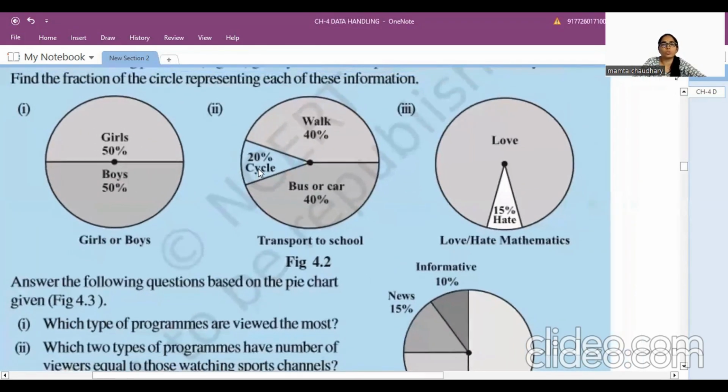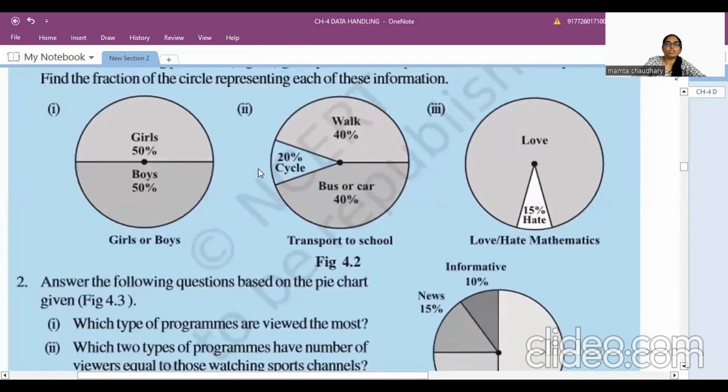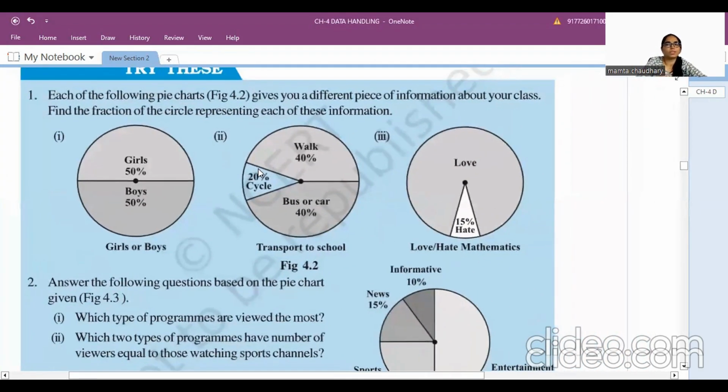Now this question is saying, each of the following pie charts gives you a different piece of information about your class. Find the fraction of the circle that represents each of these pieces of information. You need to find the fraction of the circle. Okay. Now, girls: what fraction of your class is girls? Total 50% plus 50%. How many percent? 100. So for girls, how will you find? 50% upon total, that is 100. 50 ones are 50, 50 twos are 100. It means half of your class is girls, and similarly 50%, so half of your class is boys.